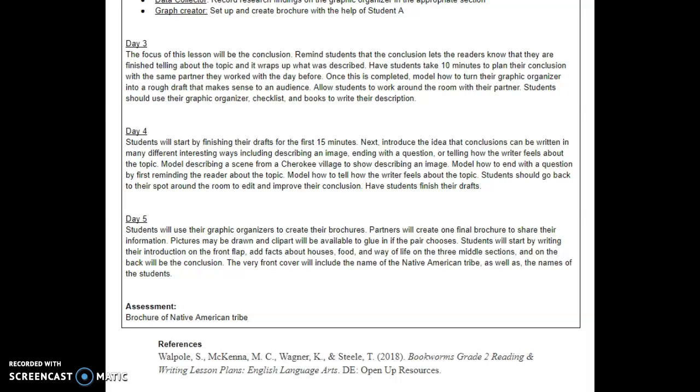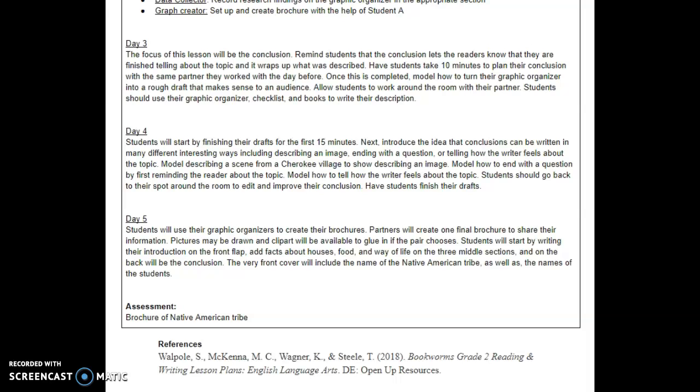Once this is completed, model how to turn a graphic organizer into a rough draft that makes sense to the audience. And the students are going to work around the room with their partner to try and do this. They're going to take their organizer and make it into a rough draft. They should be using their organizer, their checklist, and the book to have that help them as well.